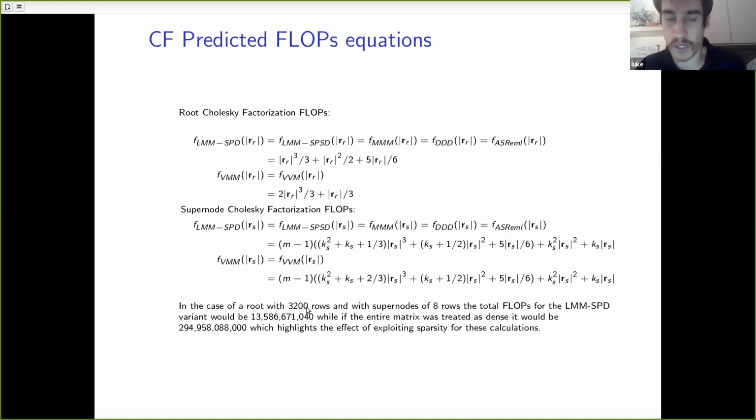We also did a quick bit of back of the envelope maths. If we consider a root with 3,200 rows and the supernodes have 8 rows, the total flops for this variant would be 13 billion odd. But if the entire matrix was treated as dense, it would be 295 billion odd. So that just shows you the difference between using sparsity and not using sparsity.